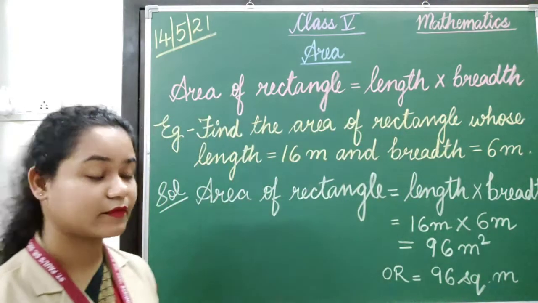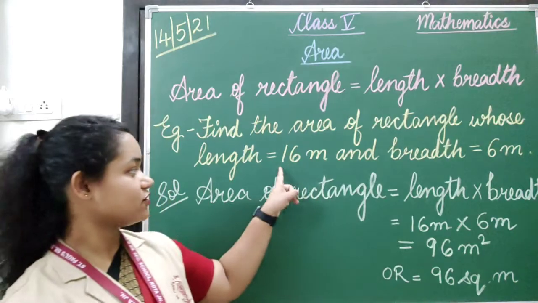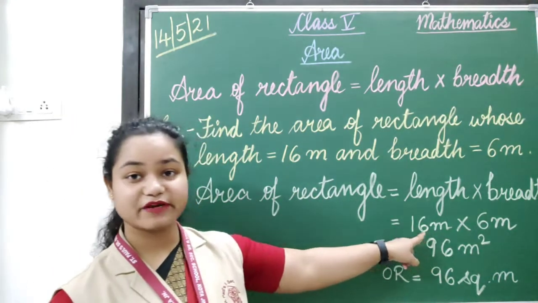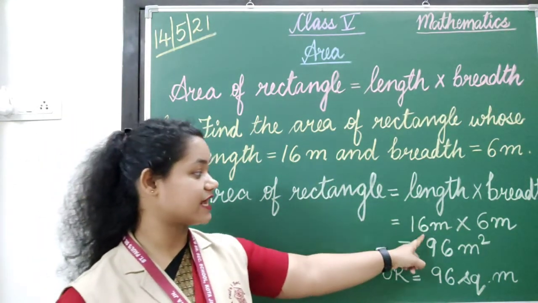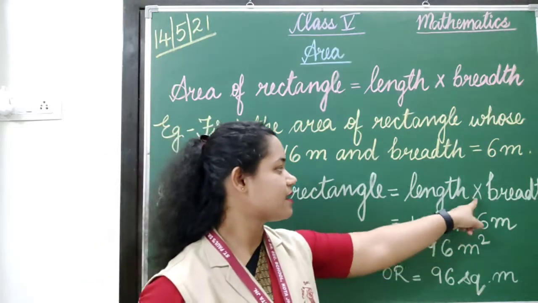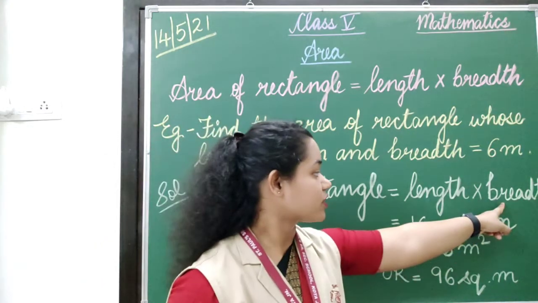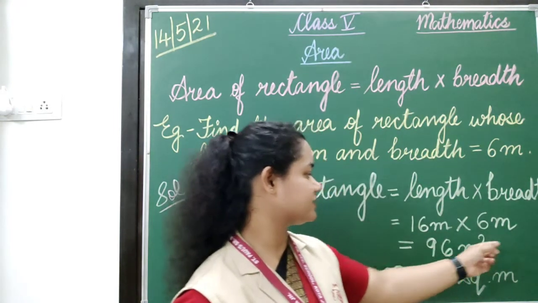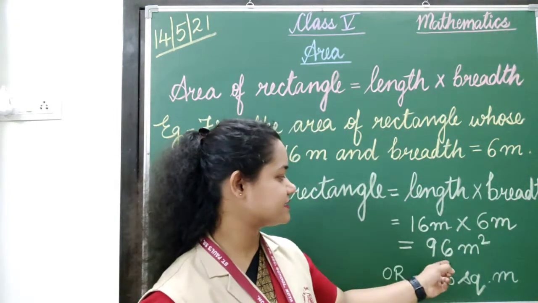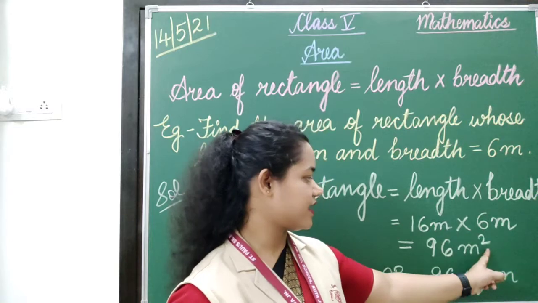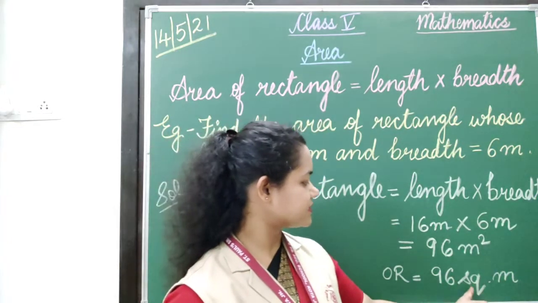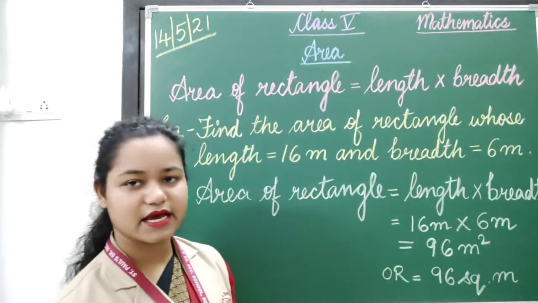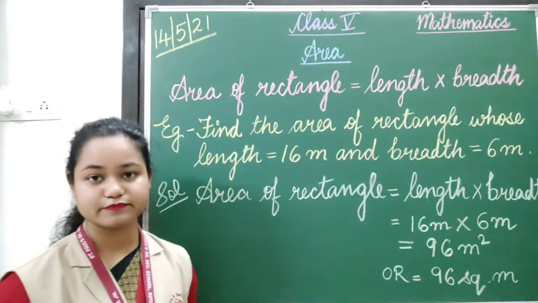Understood? In place of length, you are going to put the measurement, whatever dimension is given, that you are going to put, 16 meters. Multiply sign as it is. What is the measurement or what is the dimension given for the breadth? It is 6 meters. So 16 6s are 96 meter square or 96 square meters. Understood? Copy down.